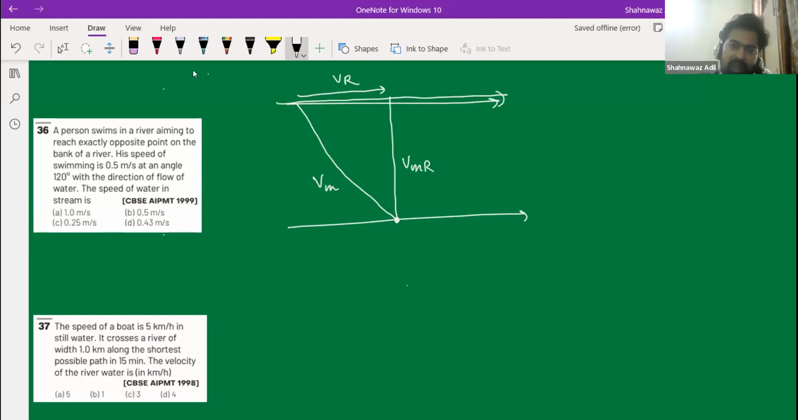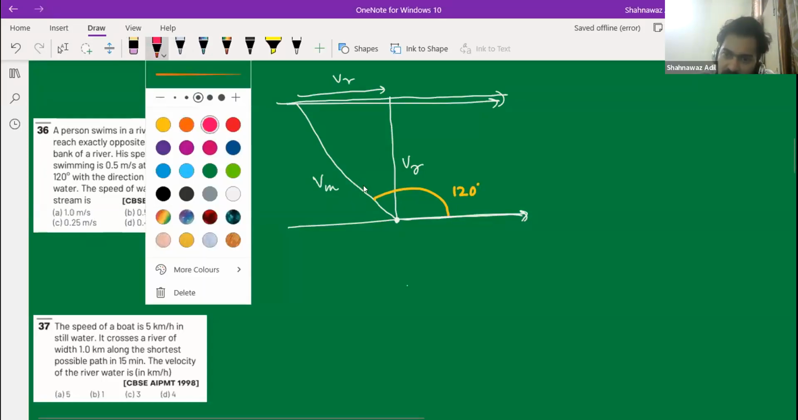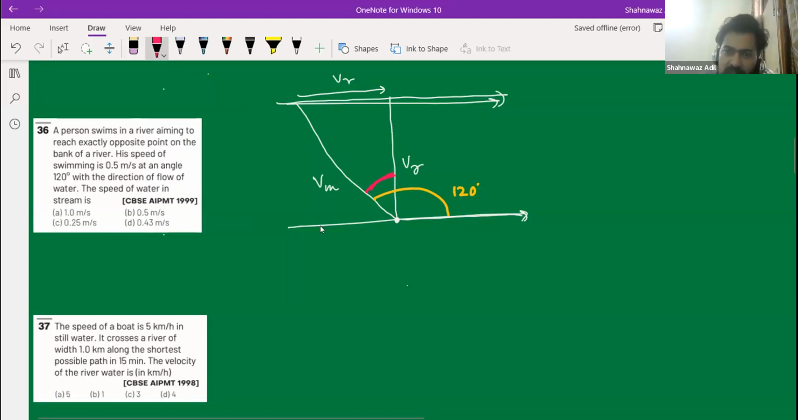This thing we have understood. So let me write it. Whatever notation we can write, that is totally up to us. And this angle is 120 degrees. So this is with the direction of flow of the water. So this is the flow of water. This whole angle is 120 degrees. So how much would be this angle only? From here to here, this is 90, so this would be 30. Right? We have this angle 30 degrees.